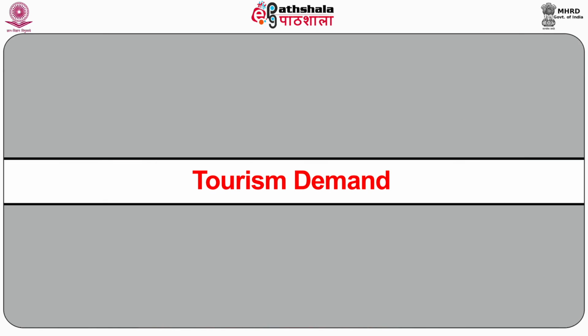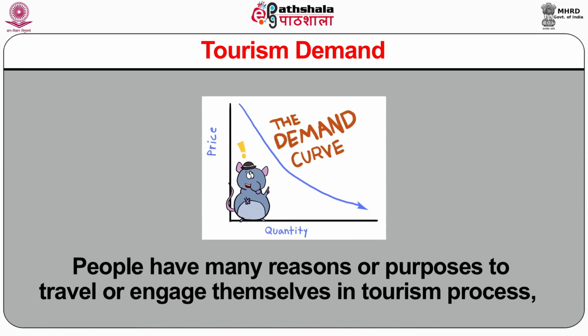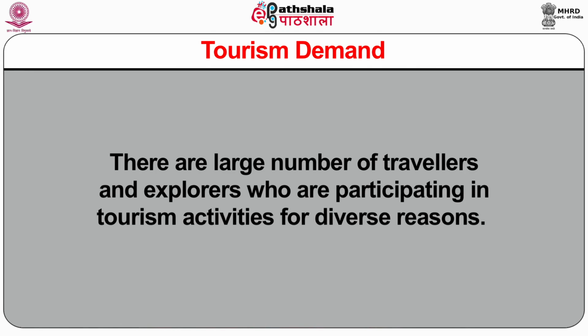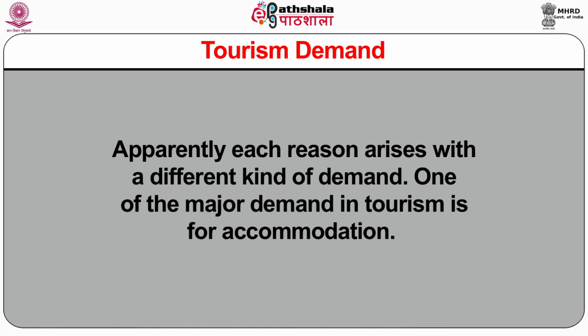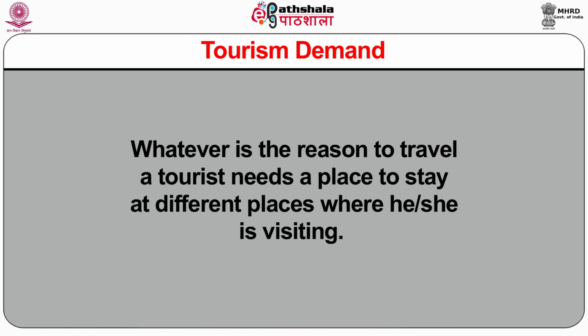Now I will discuss about the tourism demand. People have many reasons or purposes to travel or engage themselves in tourism process. There are large number of travelers and explorers who are participating in tourism activities for diverse reasons. Apparently, each reason arises with a different kind of demand. One of the major demand in tourism is for accommodation. Whatever is the reason to travel, a tourist needs a place to stay at different places where he/she is visiting.